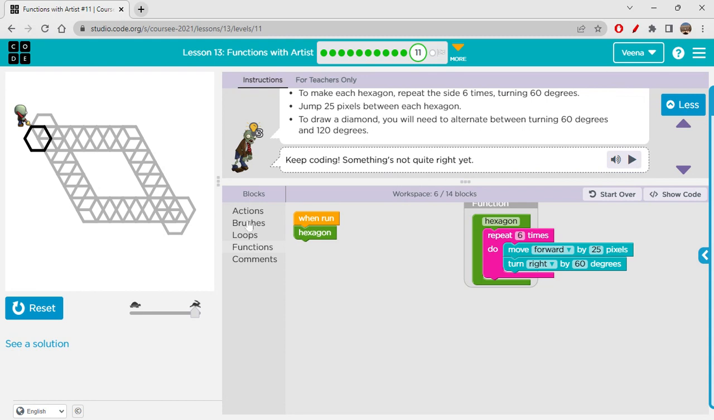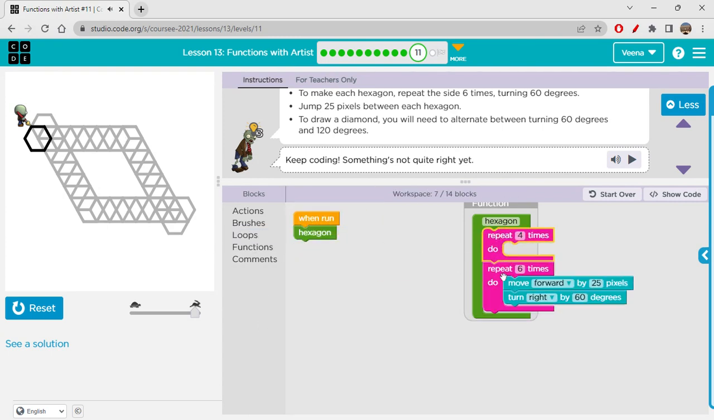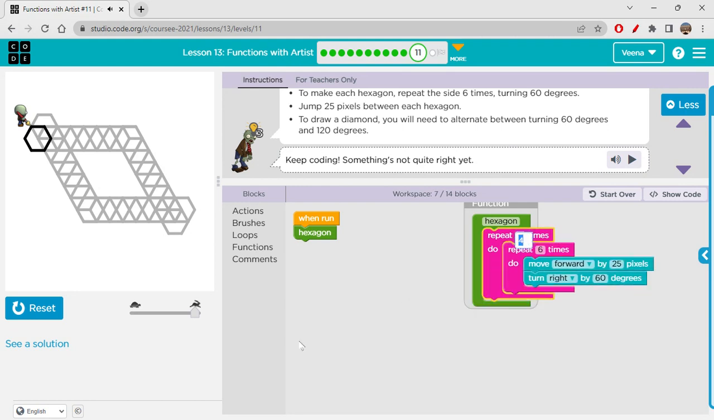We have to draw 6 times. Not 6 times, mostly. One, two, three, four, five, six, 7. I think it's 7 times or 8 times. I don't really know. Let's do it 7 times first. Then what it has to do, it just has to jump forward by 25 pixels basically. 25 pixels. Let's do it.